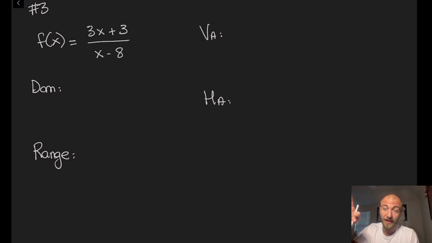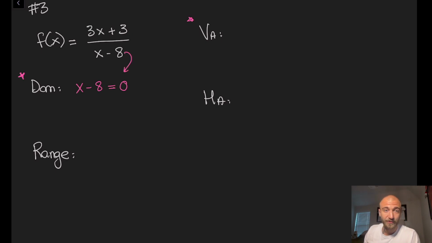Last example for this asymptote domain range video, let's crack it. Looking at this new function, f of x equals (3x plus 3) over (x minus 8). We're going to start tackling this first by talking about the domain and the vertical asymptote, the easiest fruit to pick off that tree. So let's ask ourselves, this function is only going to break when the denominator is equal to 0.